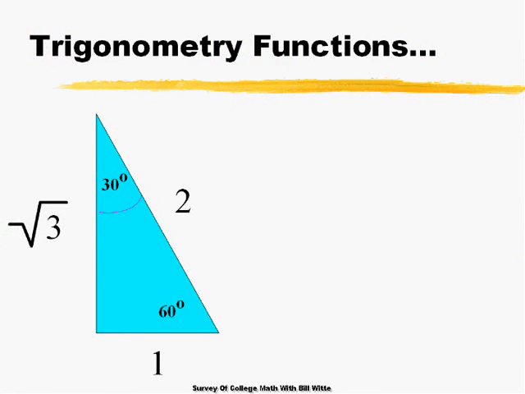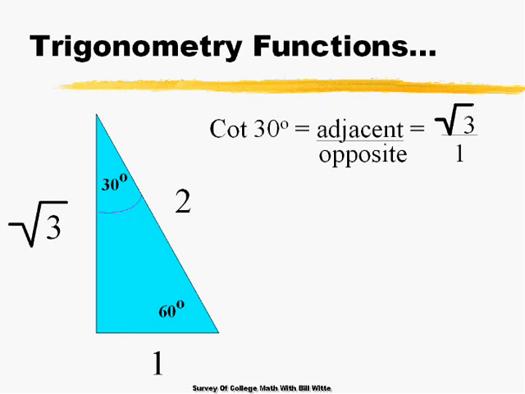Now, if we flip things around and we talk about 30 degrees rather than 60, well, now we have a different opposite, don't we? So we should get a different answer. For instance, the cotangent of 30, you got to remember, the cotangent is adjacent over opposite. Who's adjacent to 30 this time? The square root of 3, over the opposite, which is 1. Okay?